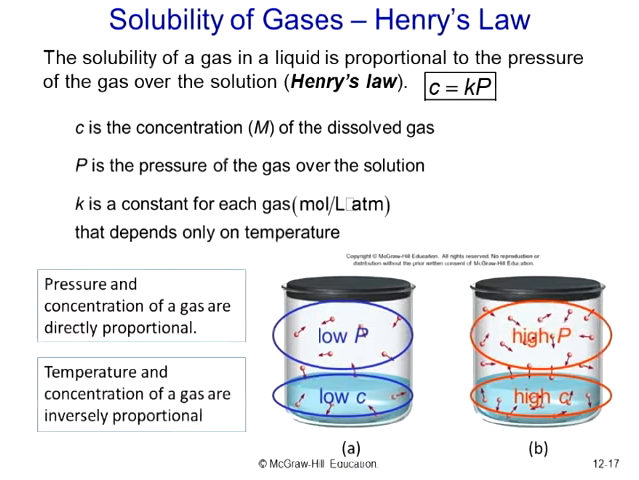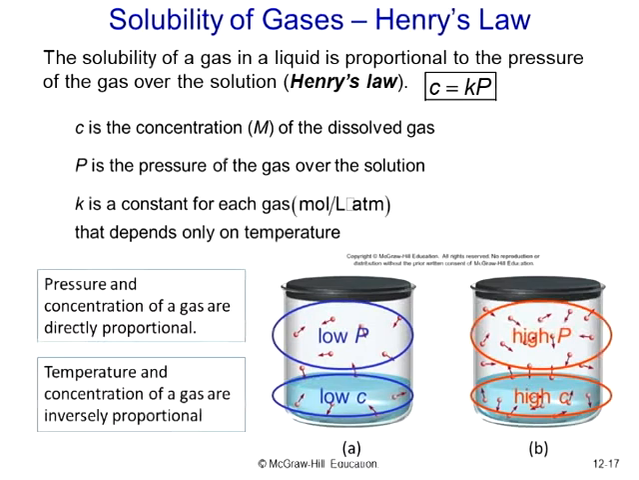It is a correction factor for each gas, and it's typically in moles per liter atmosphere. So therefore you want to have your pressure in atmosphere. But the key is to pay attention to the units in the constant when choosing your pressure. Okay? So the units must match, and you're aware of that by now. So we know then that pressure and concentration of a gas are directly proportional.